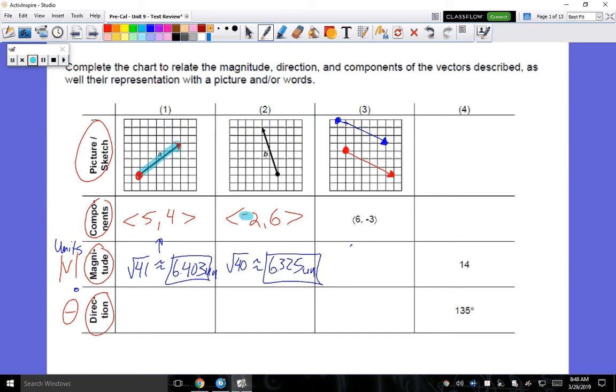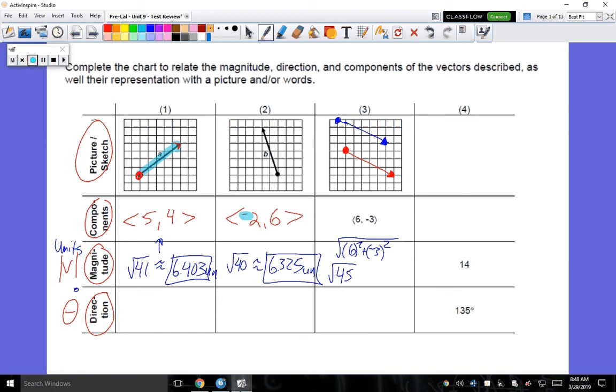Okay, so let's do this last one. So it'd be 6 squared, again, negative 3 is going to be on the inside of the parentheses. So we have 36 plus 9, okay? And 36 plus 9 is root 45.